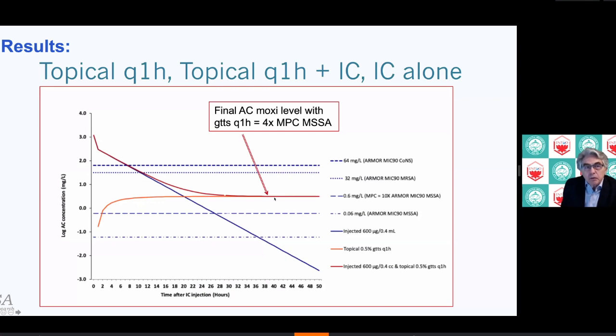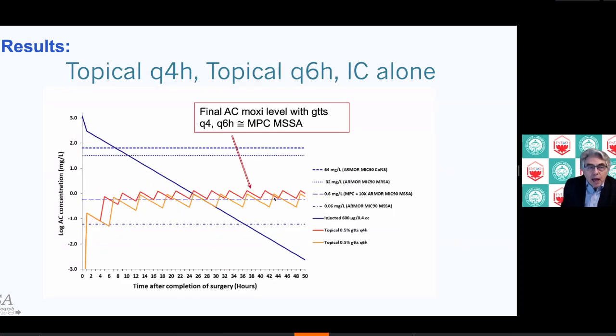But no one really gives drops every hour. So what happens if we give the drops 4 times a day or 6 times a day? Well, here are the graphs of what happens if we just give the drops and no intracameral dose. Here's intracameral by comparison. And you see we get up to about the mutant prevention concentration for the very sensitive bacteria, but not for the resistant ones.